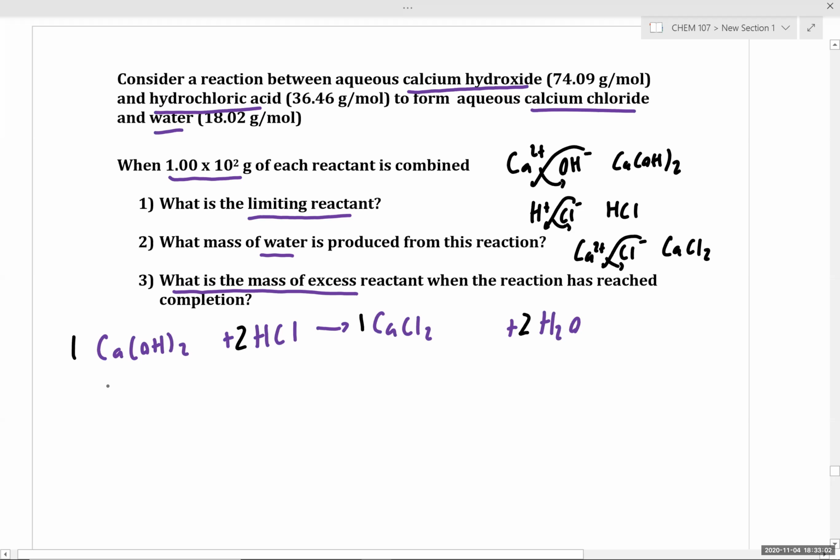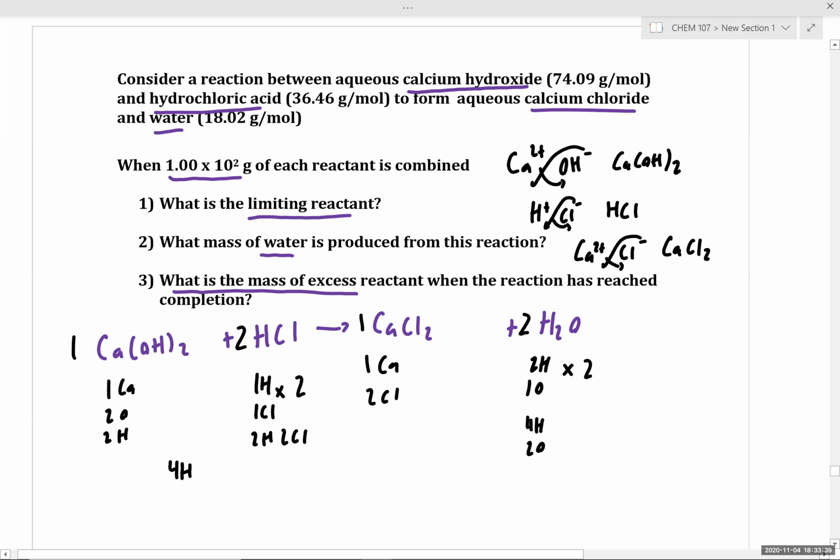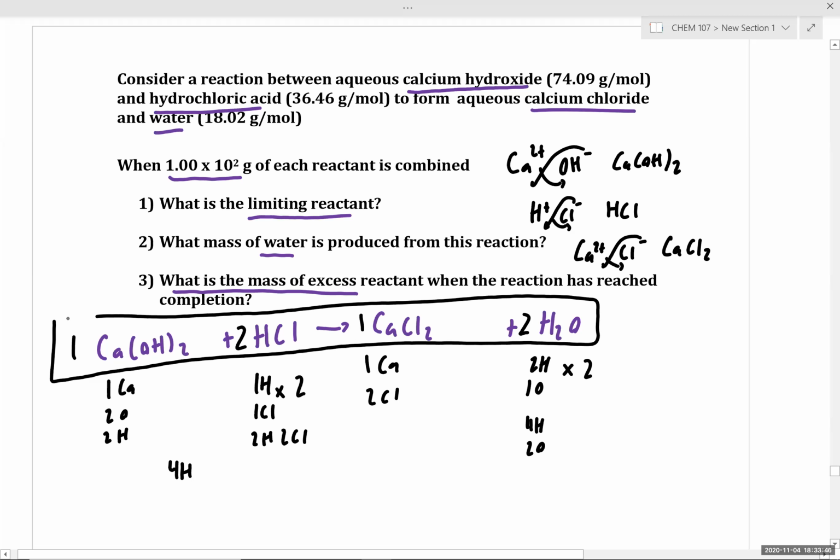Now, counting our atoms, we'd have 1 calcium, 2 oxygen, and 2 hydrogen. Before balancing, we'd have 1 hydrogen and 1 chloride on the left, while we have 1 calcium and 2 chloride on the right. To fix this, we use a coefficient of 2 to give us 2 hydrogens and 2 chlorides. Now that we have a total of 4 hydrogens on the left, if we initially have 2 hydrogens and 1 oxygen from water, we need a coefficient of 2 to give us 4 hydrogens and 2 oxygens. Does it make sense how we've reached this balanced chemical equation? Does everyone understand how we've written out and balanced this chemical equation?